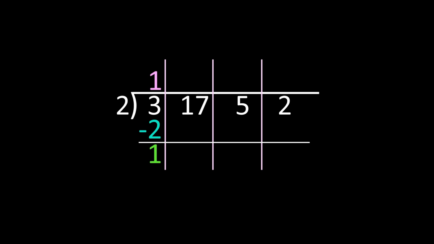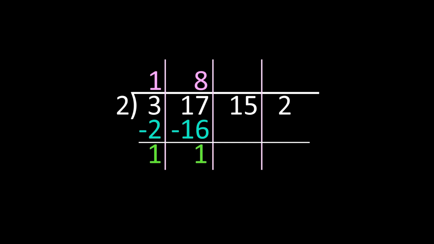by 2. 17 divided by 2 is 8. Then I multiply. 8 times 2 is 16. My next step is to subtract. 17 minus 16 is 1. So I've divided, I've multiplied, I've subtracted, and instead of bringing the 5 down, I'm going to bring the 1 up into the next section that I've made in my problem.